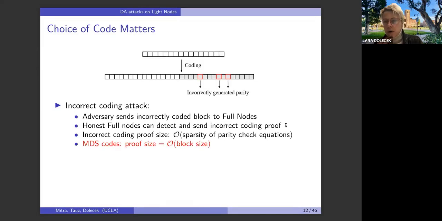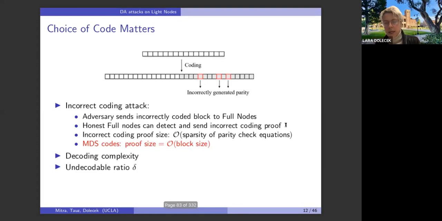So MDS codes are fully dense in terms of their parity check equations. So the proof size, which is really this decoding here, is proportional to the block size. And that takes time, as these computations take time. So there is the issue of decoding complexity.